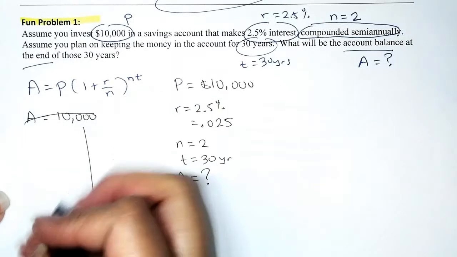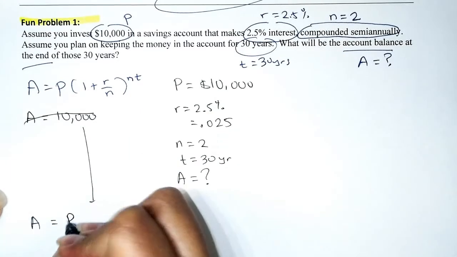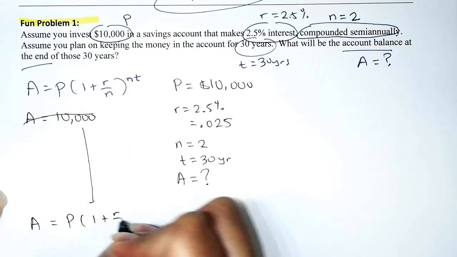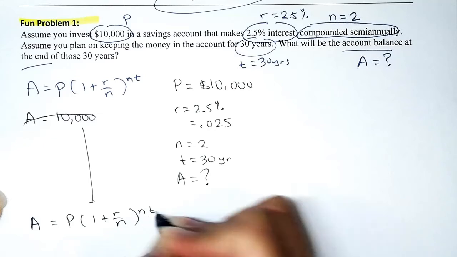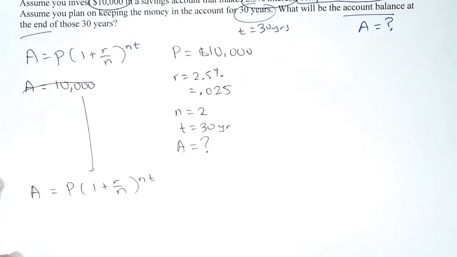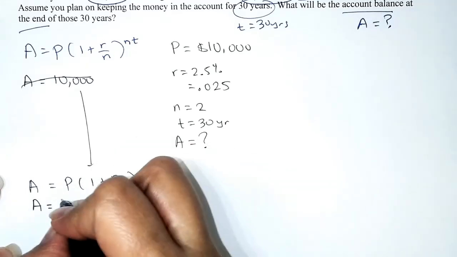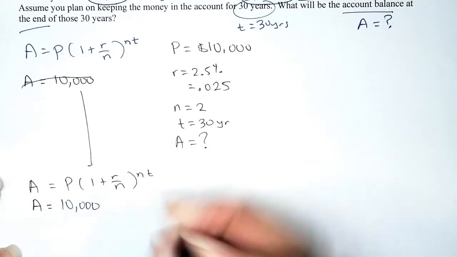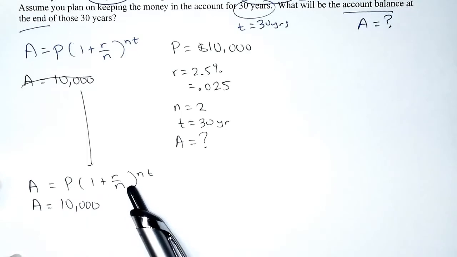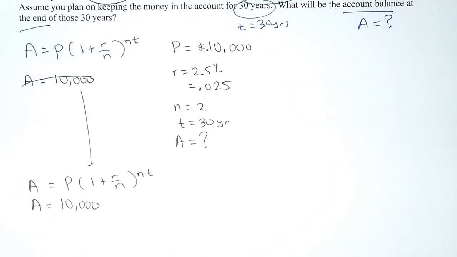I'm going to write out the formula again. So we have A equals P times (1 plus r over n) raised to the nt power. Fantastic. So we want to know what the final amount is. The principal is $10,000. We have already identified all the ingredients that we need. We're just plugging and chugging.